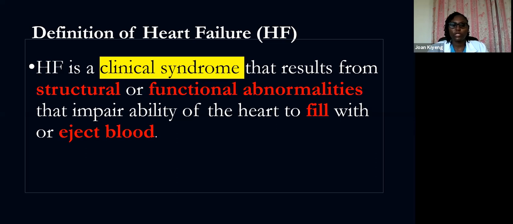heart failure is a clinical syndrome. It's a clinical syndrome that results from either structural or functional abnormalities. So sometimes the cardiac structure may be normal, but there are functional abnormalities. And that results in inability for the heart either to fill or eject blood. So those are the two things that happen. The heart may not be able to fill or eject blood. So either of the two, you don't need to have both of them to say somebody's in heart failure.